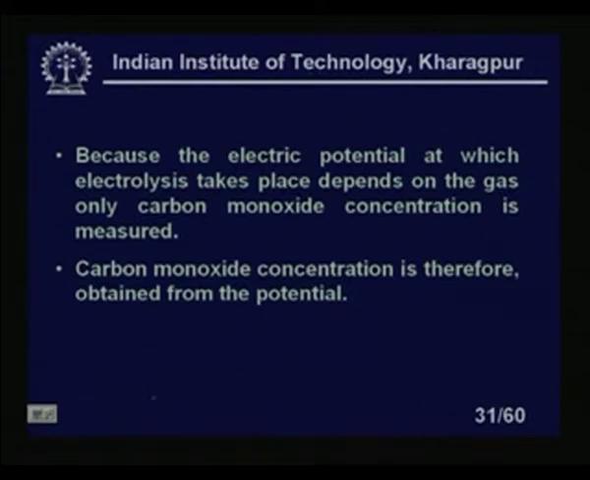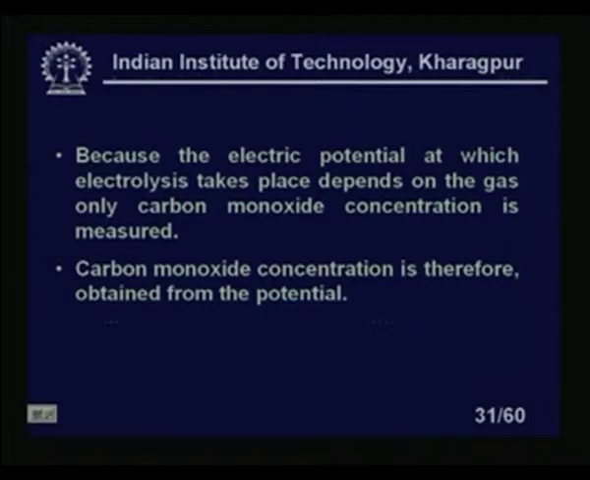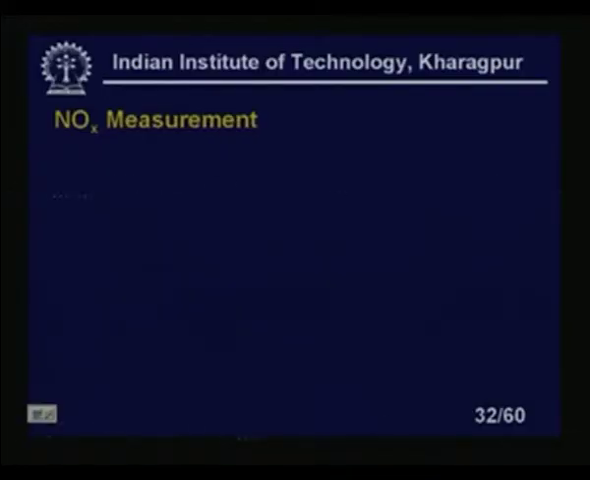Now, carbon monoxide concentration is therefore obtained from the potential. So if I measure the potential, that potential can be calibrated in terms of the carbon monoxide concentration in the gas, because the electric potential at which the electrolysis takes place depends on the gas only. So you can directly calibrate that voltage in terms of carbon monoxide concentration. Now, NOx measurements are very common, not only in our environment but also in industry.